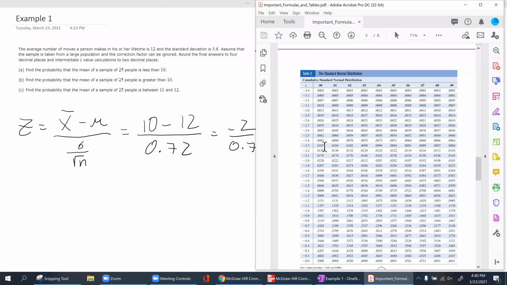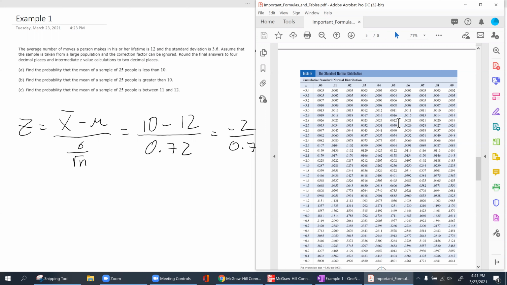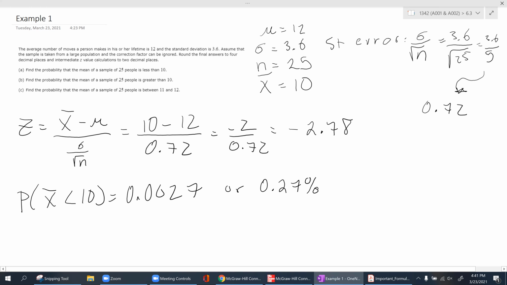And we're going to use our z table, and we find the negative 2.78 right here: 0.0027. So the probability, to be more specific, the probability of x bar being less than 10 is 0.0027, or 0.27%. And that's pretty much what we're doing.